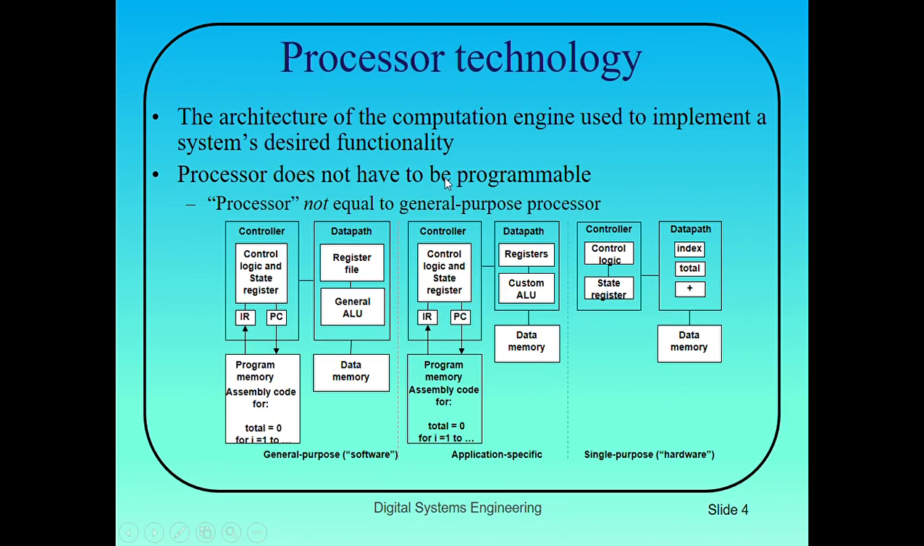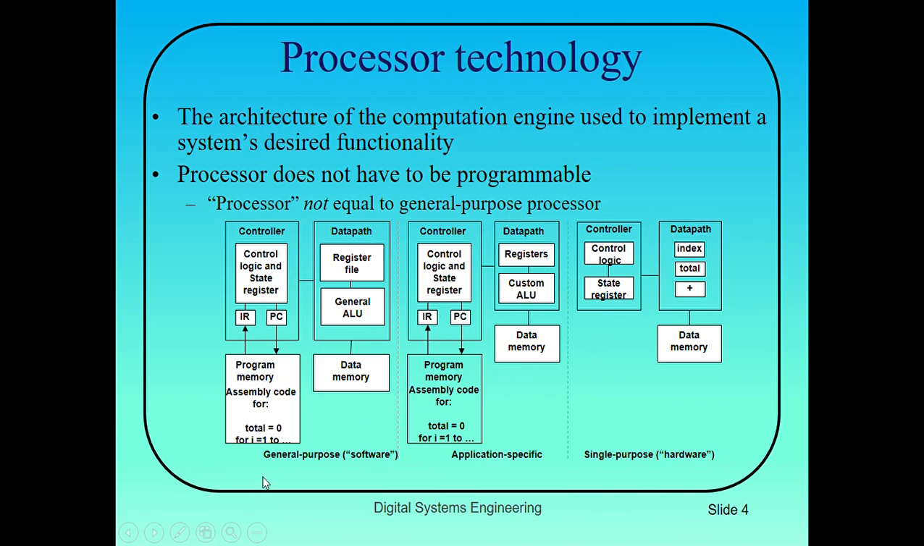Processor technology. The architecture of the computation engine used to implement a system's desired functionality is called the processor. A processor doesn't have to be programmable, so not all processors are general purpose processors. As we discussed in the previous slide, we have three different types of processors. Here you can see the names and the architectures of these processors.